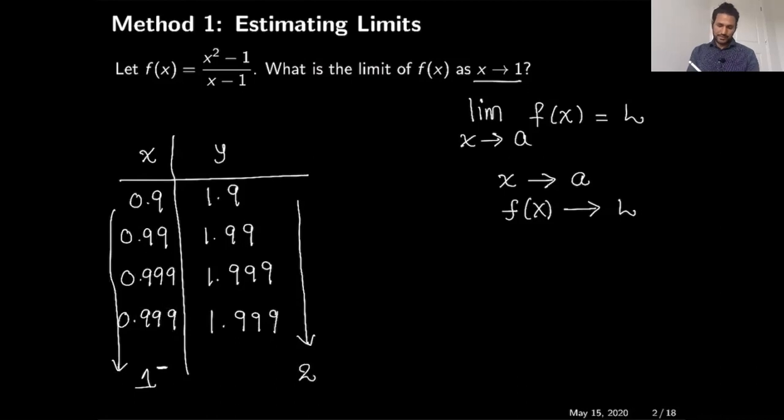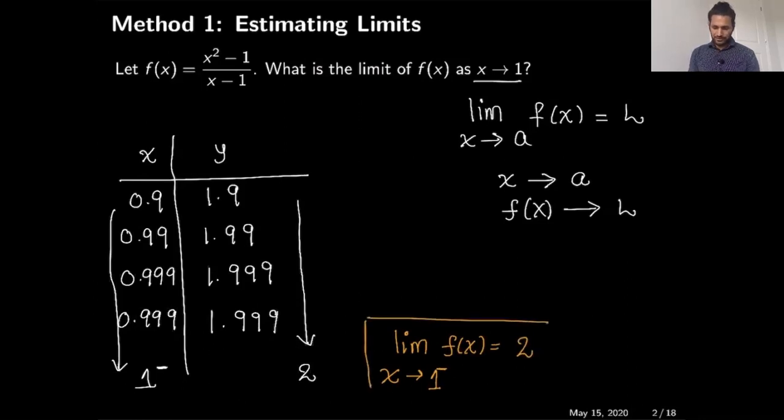So we can say that the limit as x approaches 1 from the left side, the function f of x, which is x squared minus 1 divided by x minus 1, the y values of the function are approaching 2. So this is my left limit. The left limit of the function is 2.